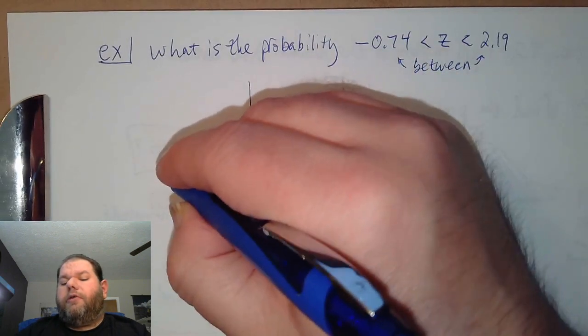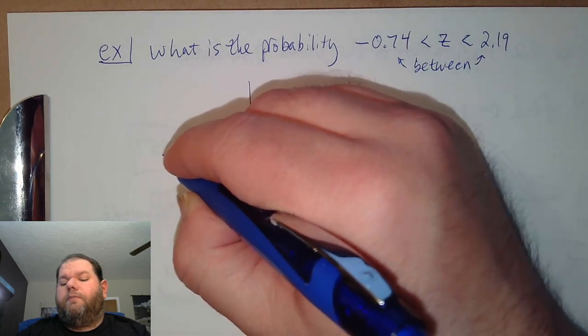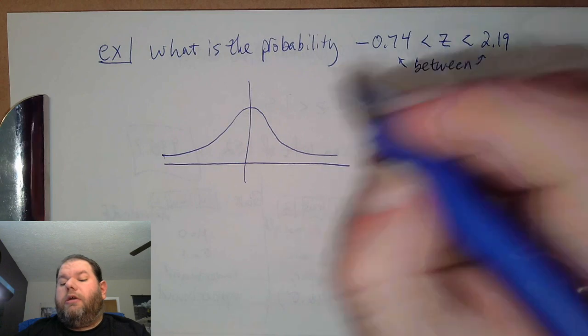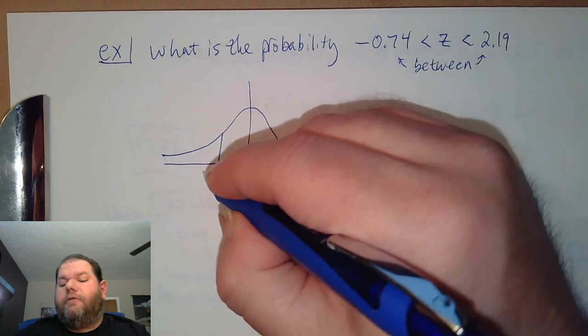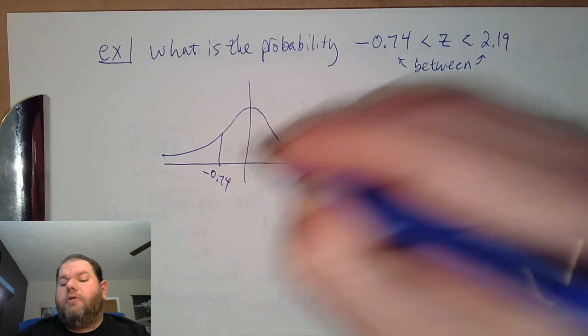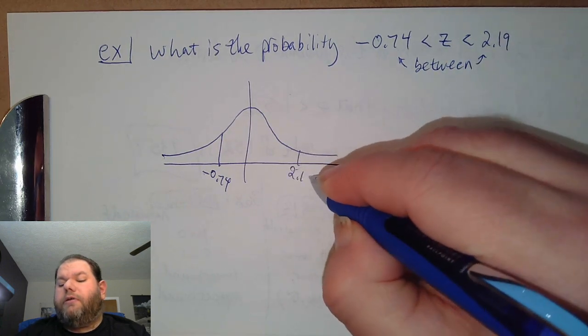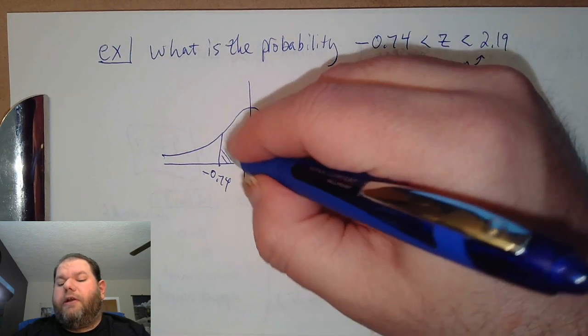So if we look at our graph and how that would turn out, negative 0.74 and 2.19, and we'll shade the area between them.